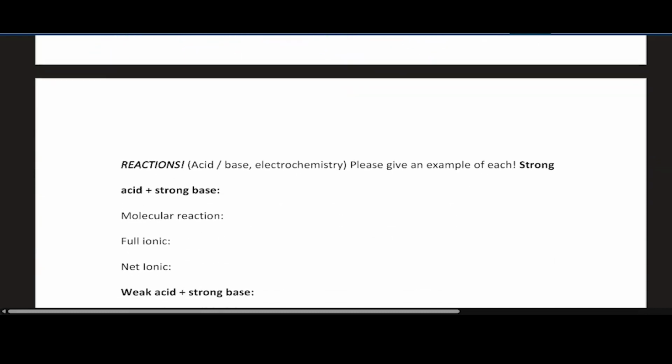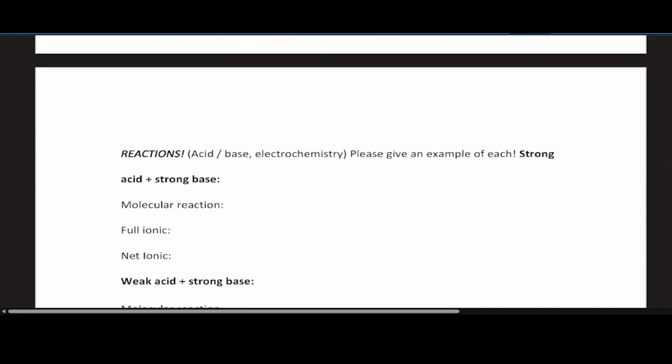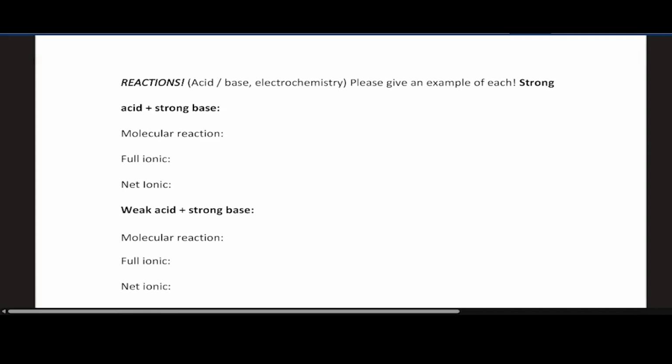Alrighty, let's move on to some reactions in acid-base chemistry. So the first one we're going to do is a strong acid and a strong base, and you do need to have these memorized for this course. So a good strong acid would be HCl, which is hydrochloric acid. So we're just going to write out the overall reaction right now, the molecular reaction. So we have HCl, which is aqueous. We're going to add some strong base to it. So a good one is sodium hydroxide.